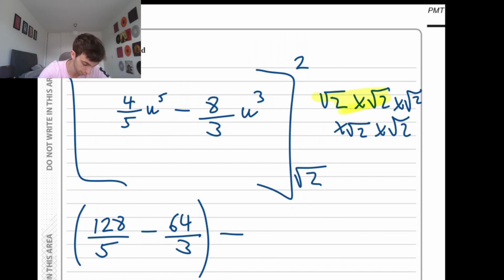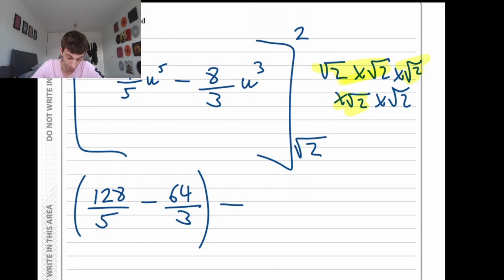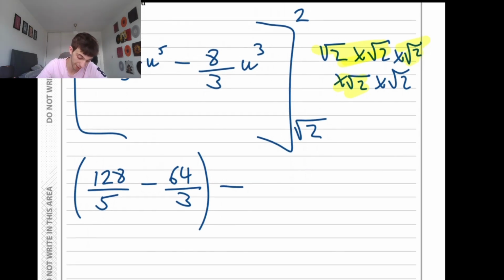We can see that root 2 times root 2 will just be 2. And root 2 times root 2 again will just be 2, right? So we have 2 times 2, it's going to be 4. And I'm going to multiply by another root 2, okay? So multiplying that by another root 2 will give us 4 root 2. So we have 4 root 2 multiplied by 4 over 5. That's going to be 16, so 4 times 4, 16 root 2 over 5.